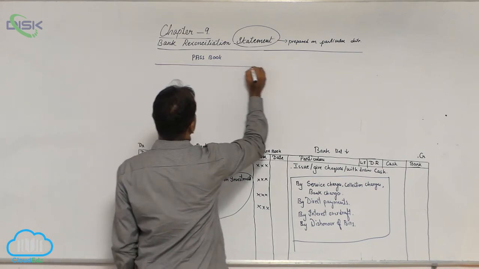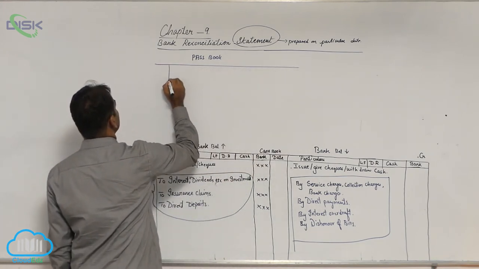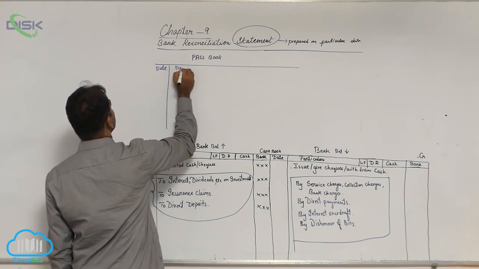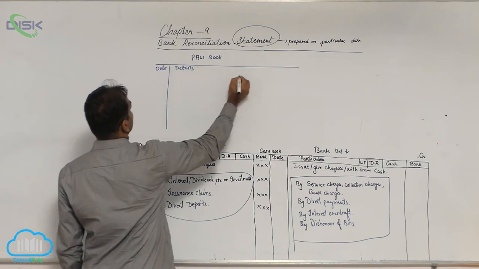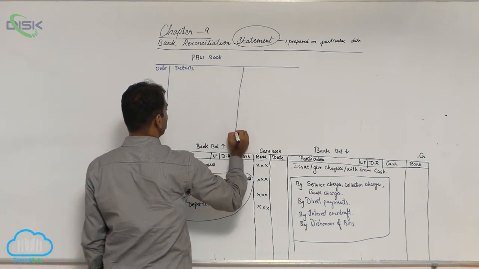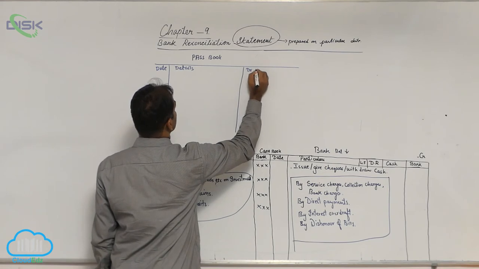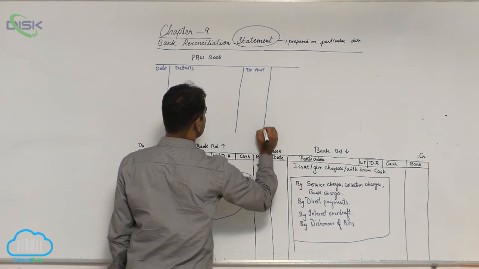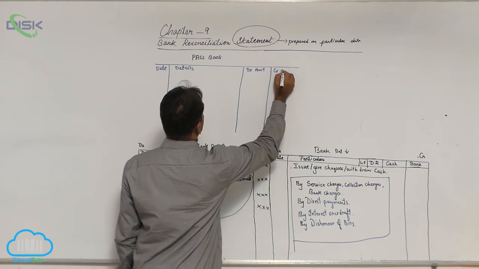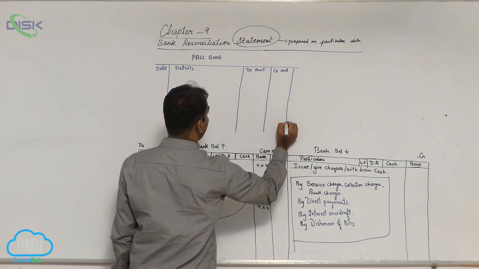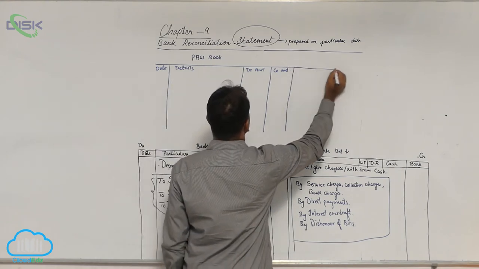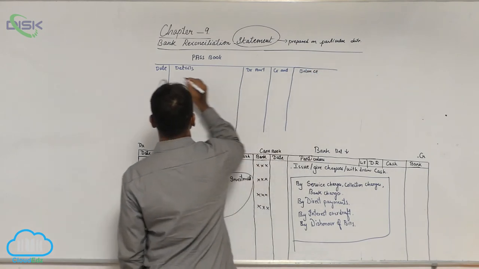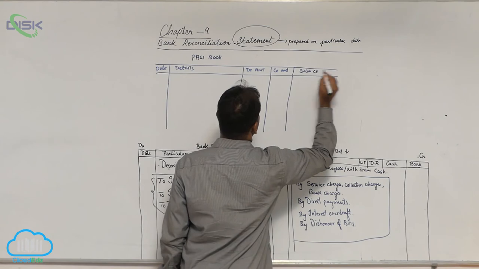The format is a very simple format. There is a date column. You can say details or particulars. Then there will be a debit amount and a credit amount, and finally, there is a balance column. So instead of the T format, it will be in this format which shows the following details.